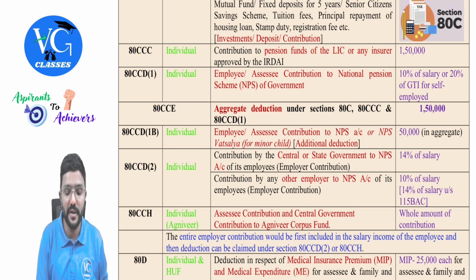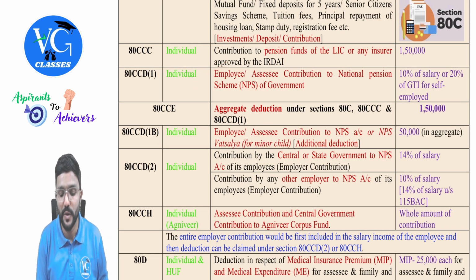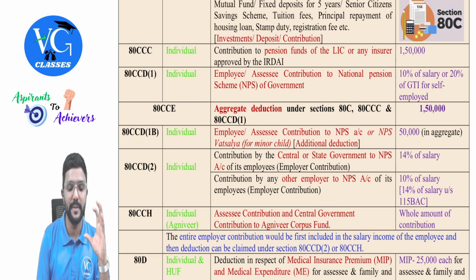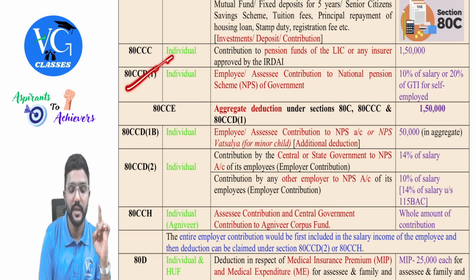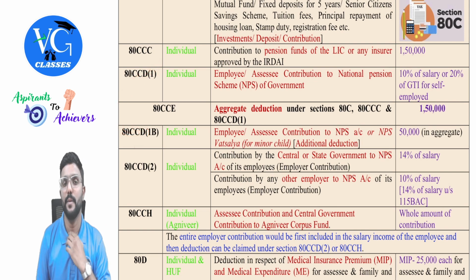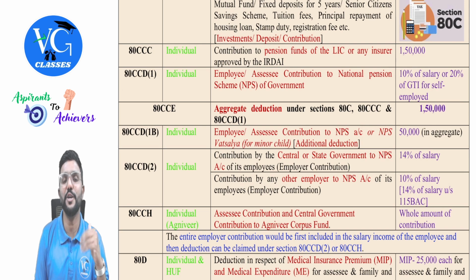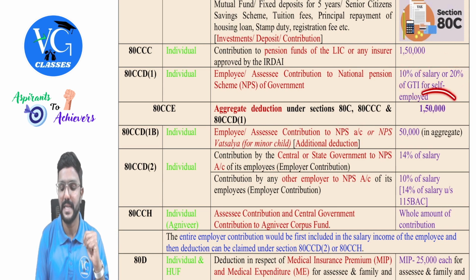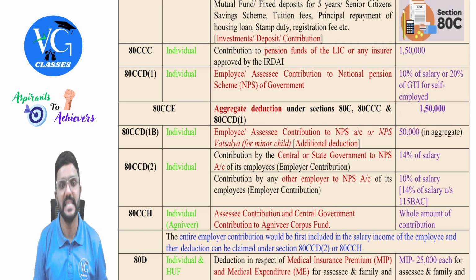Okay. So you can see here employee or assessee contribution to NPS account or NPS Vatsalya, that is opened in the name of a minor child, an additional deduction of 50,000 in aggregate. In aggregate. So if the assessee cannot claim deduction for his contribution here, he can come and claim here, guys. But maximum 50 here. If the contribution is more than 50, then check whether you can claim here. If not, forget it. That's all. Because there is a maximum limit under section 80CCE, guys.